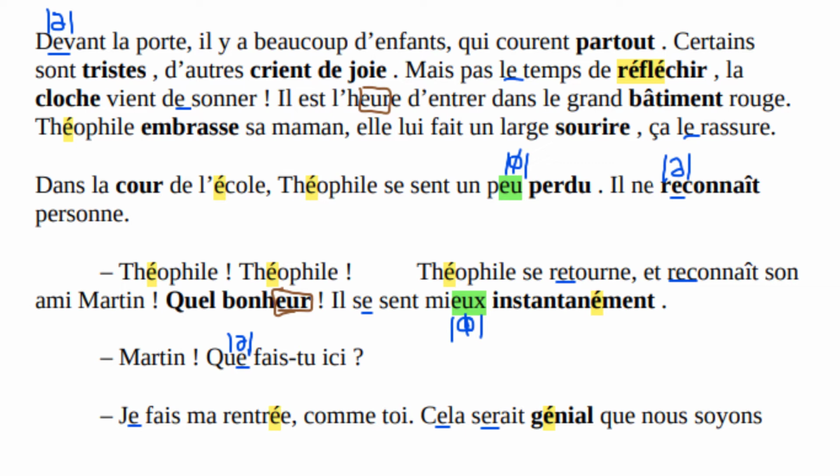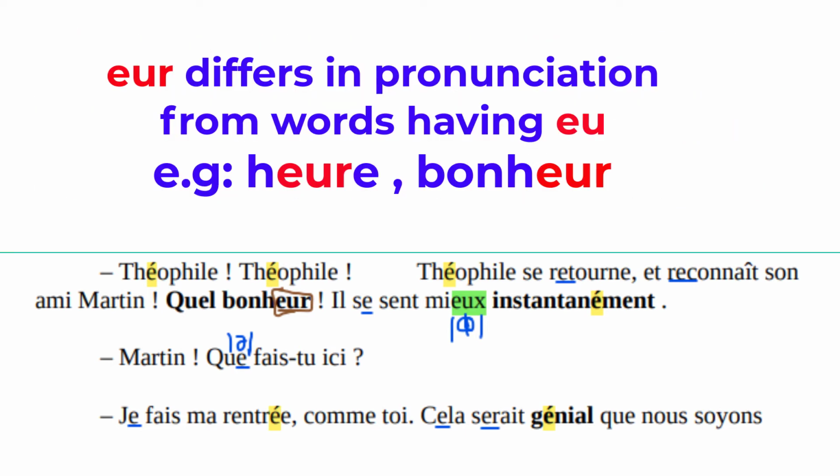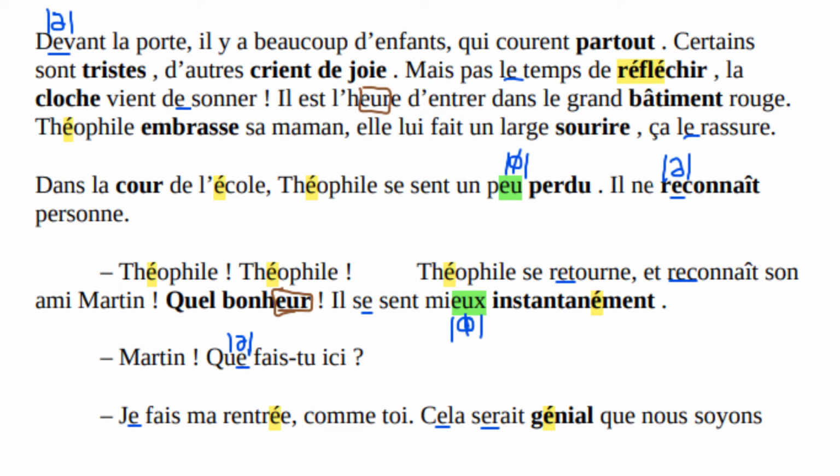Quel bonheur! Here as well, just as we have for il est l'heure, so we can see the EUR. So here the sound is E. That's why we have bonheur and not E. Il se sent mieux. So here let's note as well, we said whenever we have our EUX gives the sound E. So we have mieux. Il se sent mieux instantanément. So can we hear the A sound? Instantanément.